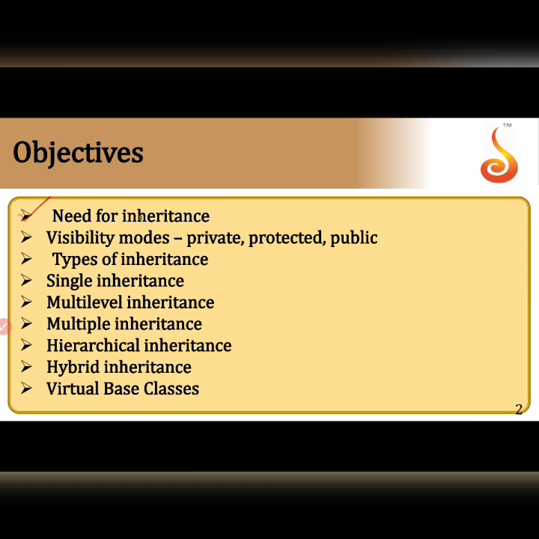What are the different visibility modes? Like you can have private inheritance, protected and public. So how are they different? What are they? That we are going to study in visibility modes. Next is the types of inheritance. What are the different types? You have single inheritance, multi-level, multiple, hierarchical and hybrid.